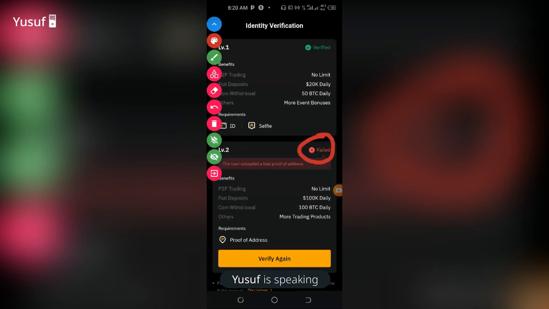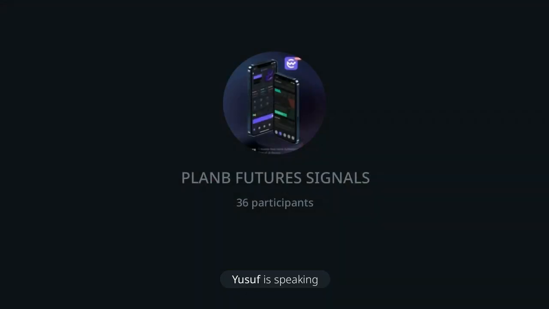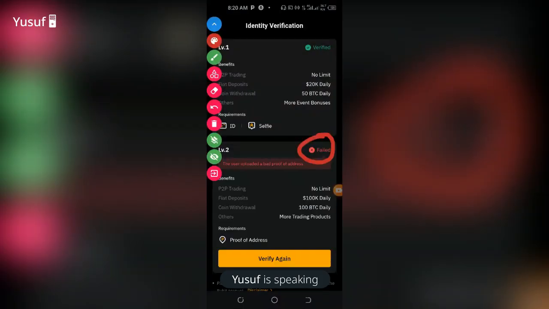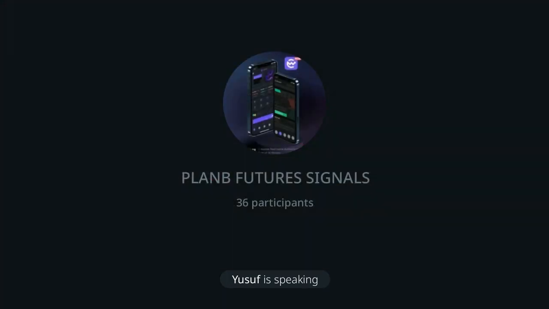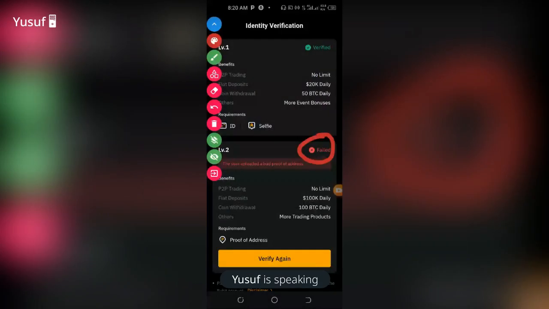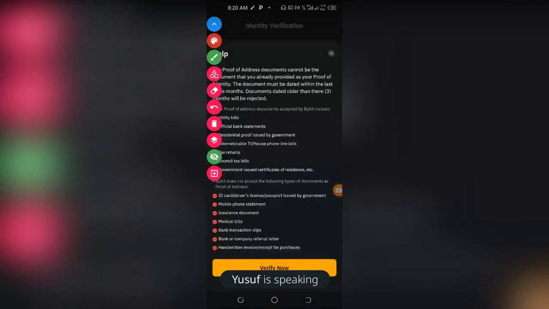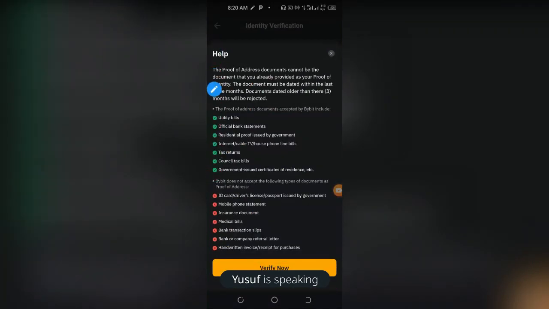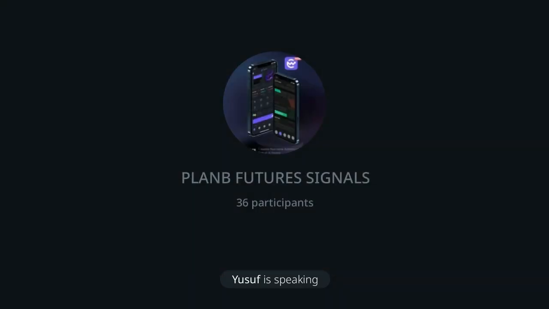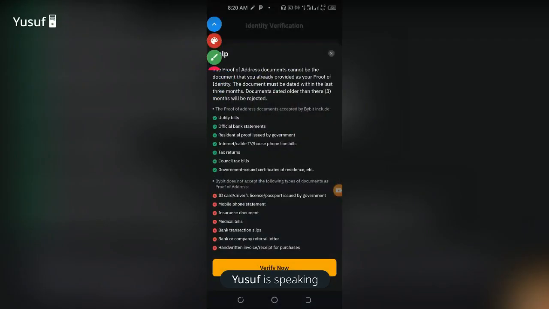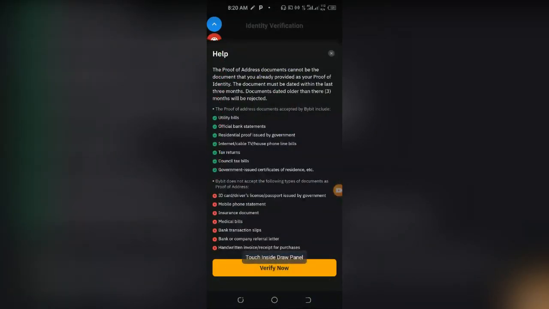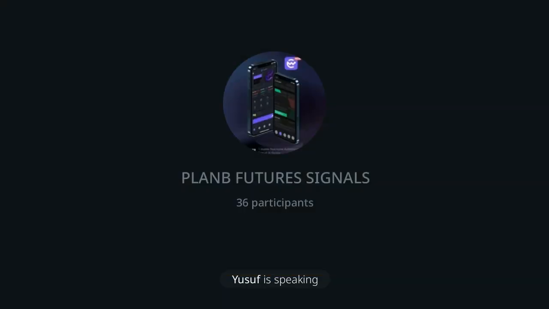The reason it failed was that I used my international passport for level 1, because an international passport doesn't really have an address. But when they now asked for proof of address, I observed that my driving license has a proof of address. These are the categories. You can see the proof of document they wanted here, the proof of address that they accept by Bybit. These are the list for level 2.